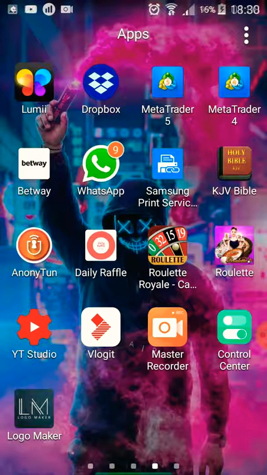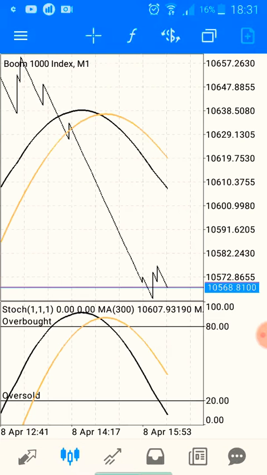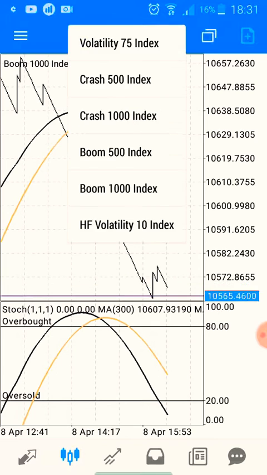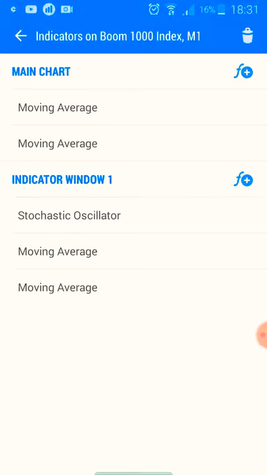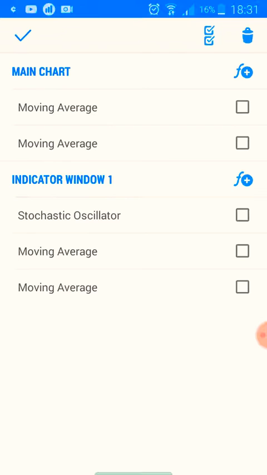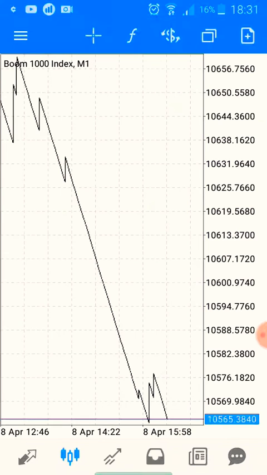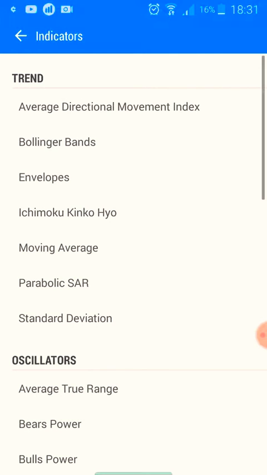Now let's quickly go to our MT5. Let me show you how we set it up. I think I've already set it up, but I would just delete it so that I can show you step by step how to set it up.